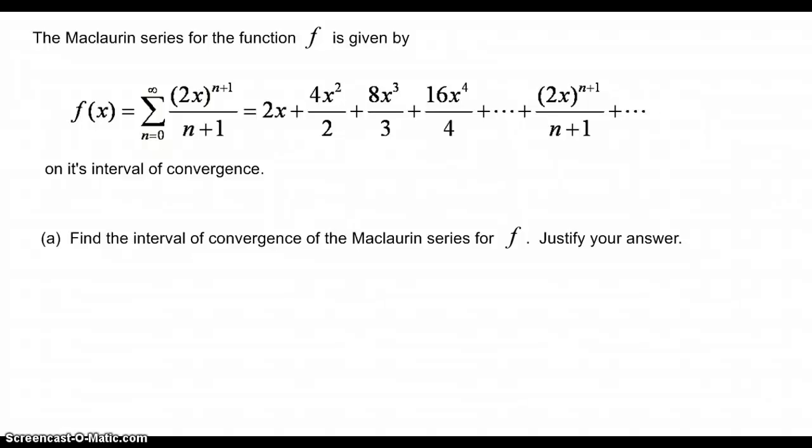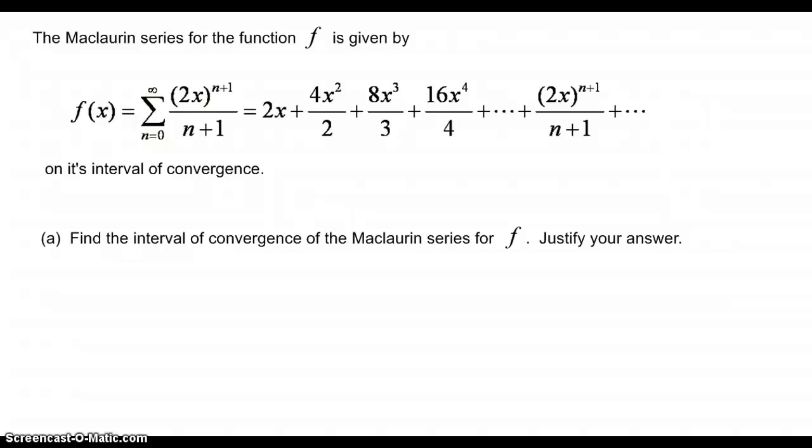So this is it. So here is an AP type question. It says the Maclaurin series for the function f is given by this function f. They give you the general term and they give you the first four non-zero terms on its interval of convergence. Part A says find the interval of convergence of the Maclaurin series for f and justify your answer. Well, we just learned in the last set of videos how to do that.